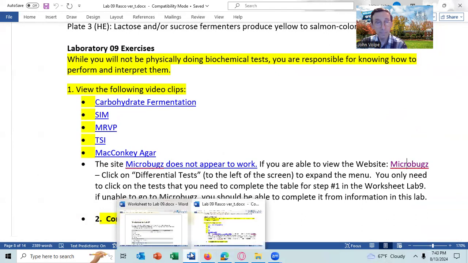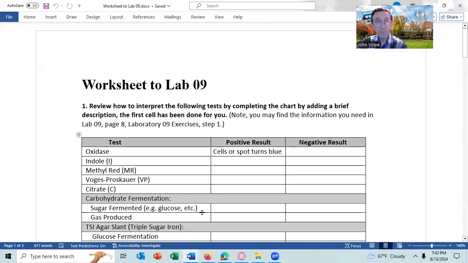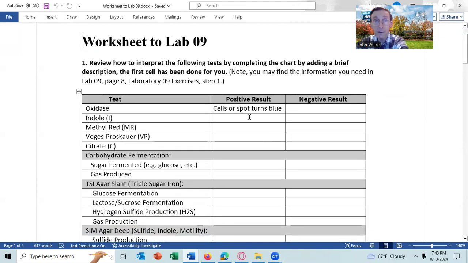So let's look at the worksheet. So you need to answer the following tests for worksheet 1. The oxidase test, the first cell has been filled in for you. So the positive result in the oxidase test, the cells or the spot will turn blue. So fill in the negative result. And then for the indole test, which is actually given in this lab module here, tell me what the positive result is and the negative result. And the MR test, tell me what the positive result is and the negative result. The MR, the VP, the citrate, these tests have all come from this lab module. So tell me what the positive result is and what the negative result is.